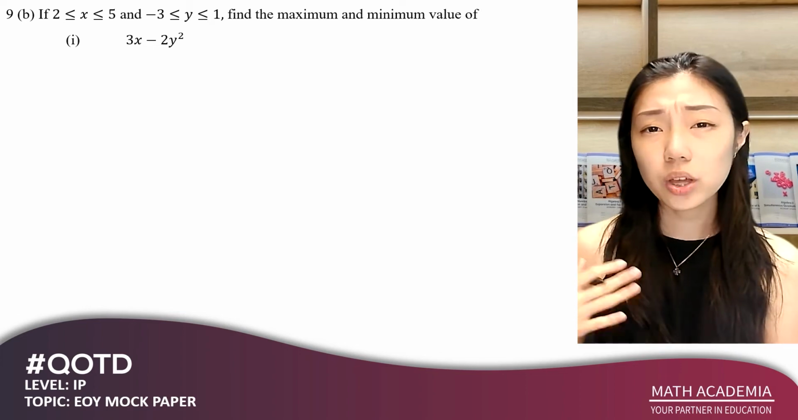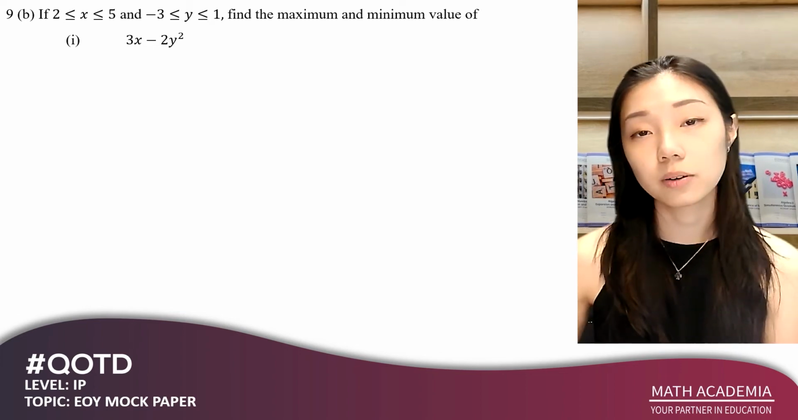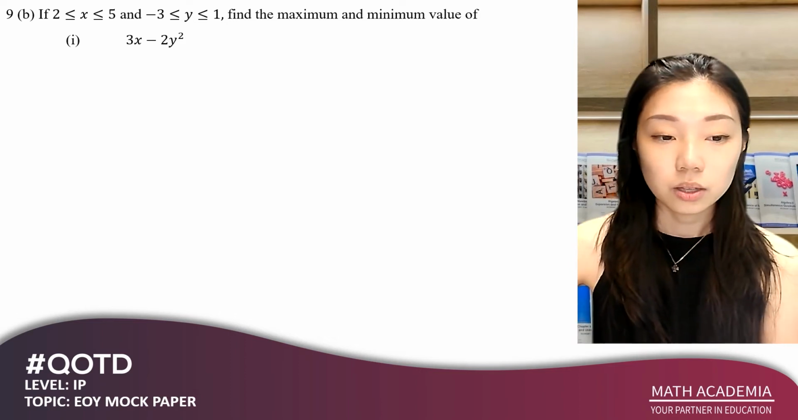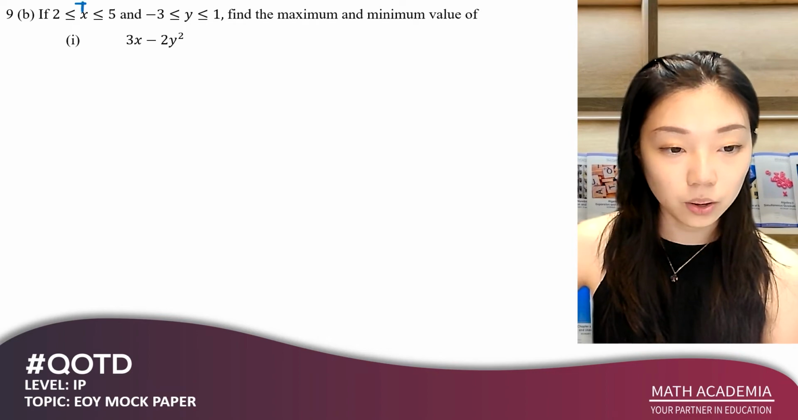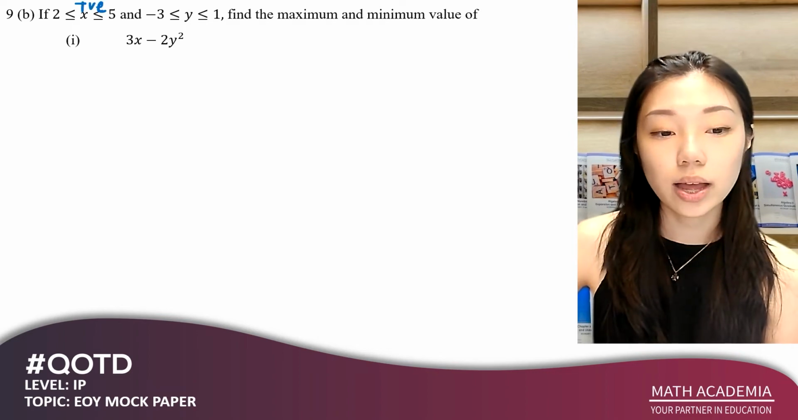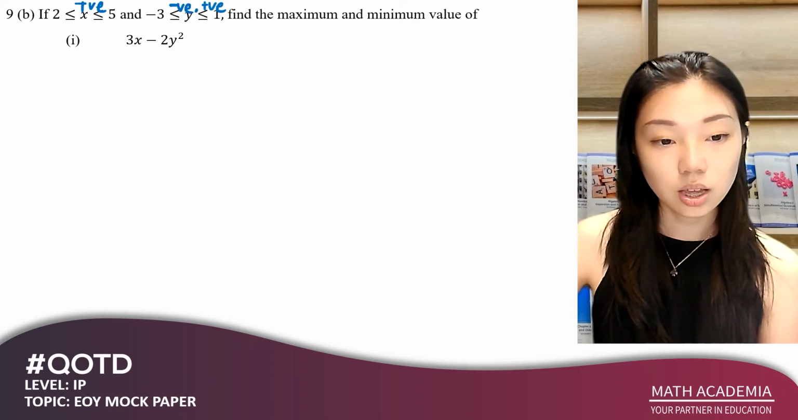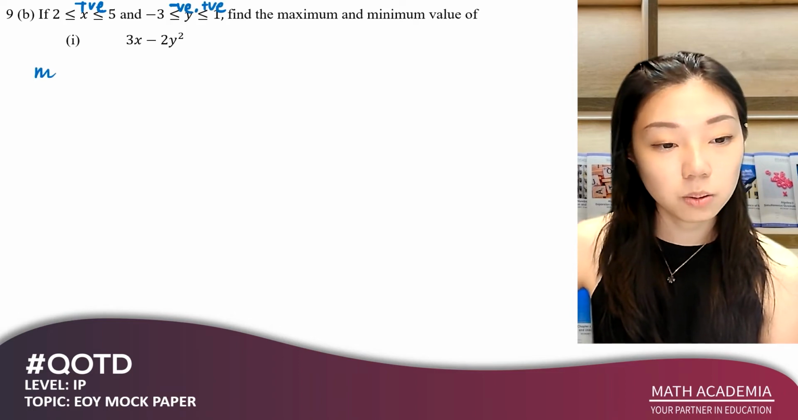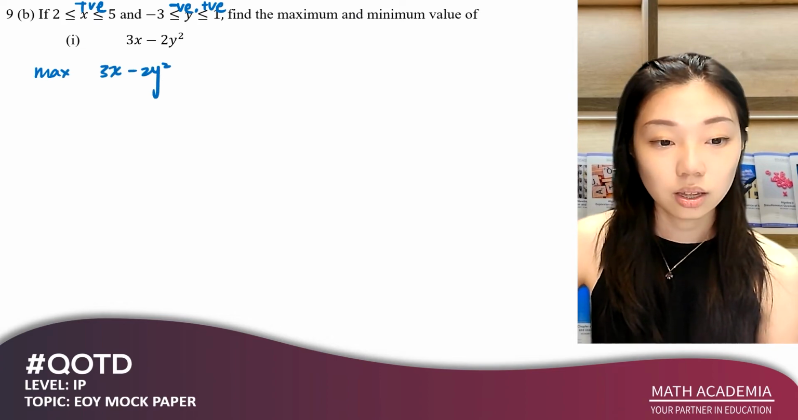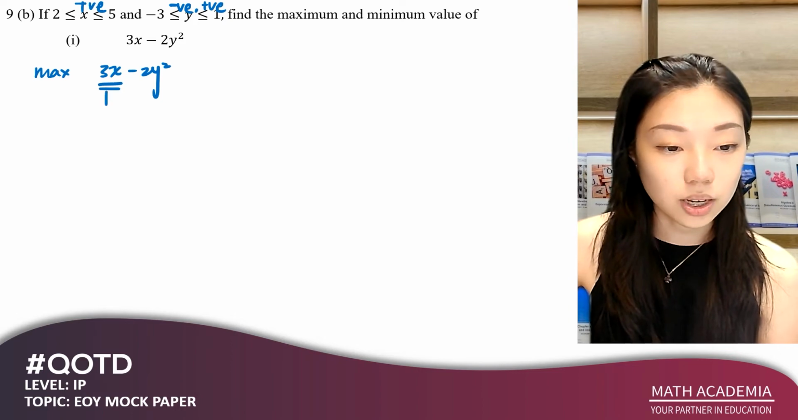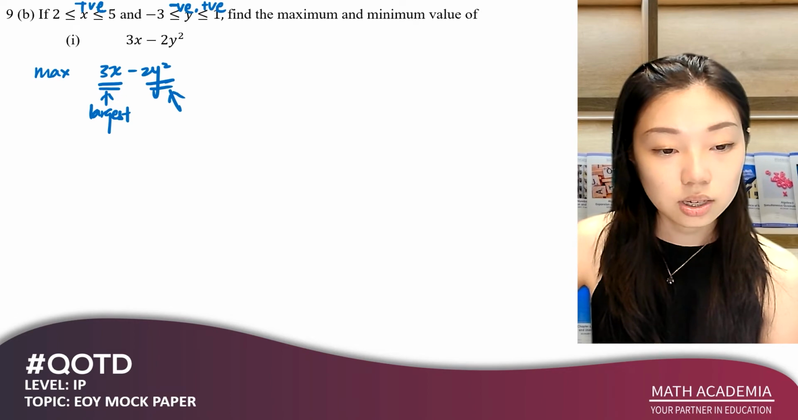Okay, so before we even start anything, let's look into what possible values x and y could be. Just by looking at this range, I realize that x is always positive, okay? And y could be negative, it could be positive. Okay, so if I want to find the maximum value of 3x minus 2y squared, this needs to be the largest and this needs to be the smallest.